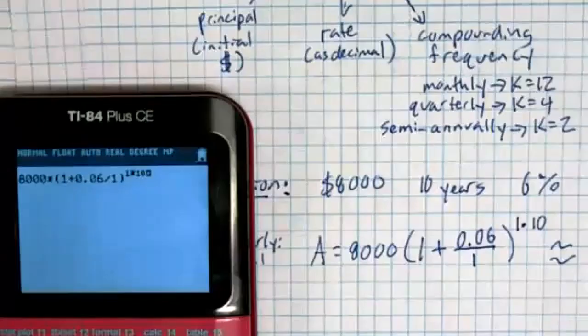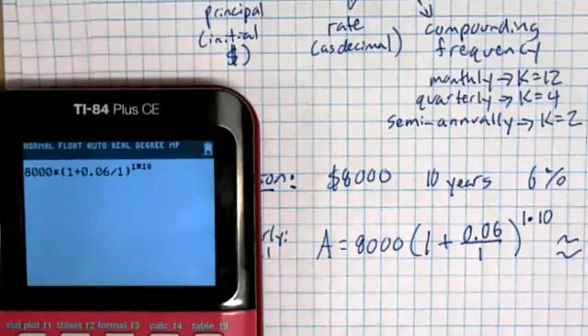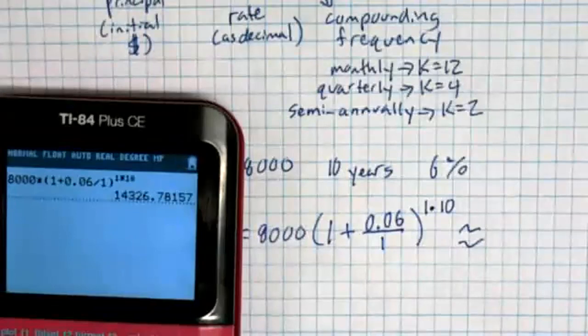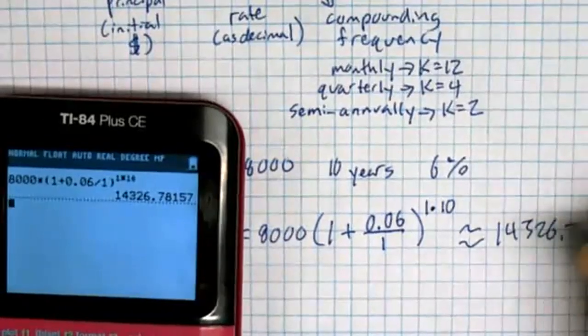$10,000, you think? Oh, hey, that's all right. That's another $6,000 for just putting it in an account and letting it sit there. About $14,326.78.